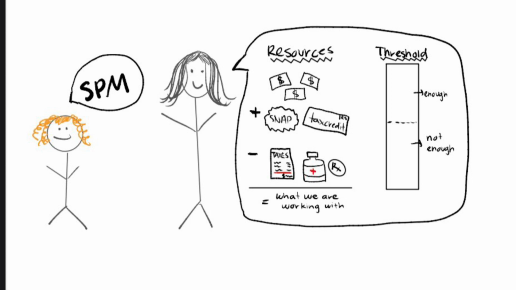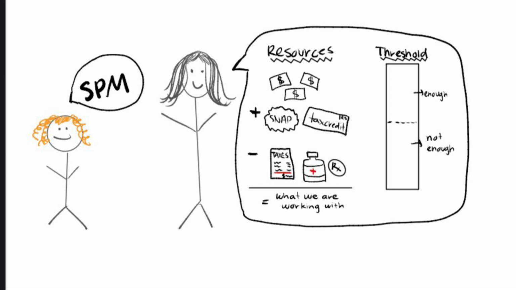Wait, what's pre-tax income? Pre-tax income is the money someone has before the government takes some of that money away to spend on the country. So then this pre-tax income is added to all the benefits that the government gives to a household. What kind of benefits does the government give out? SNAP and tax credits. Oh, okay. And then non-discretionary expenses are subtracted from this number, which are things like taxes, medical expenses, such as medicine, and more. Okay, that makes sense.